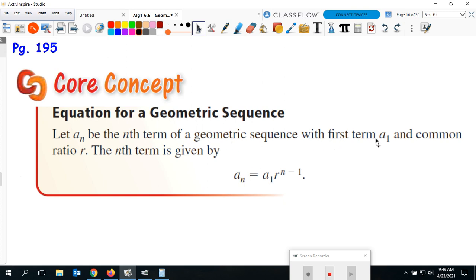With the first term being a of 1. So a of 1 is your very first term of the sequence. The common ratio would be r. So there's your common ratio number. And then the nth term is given by this.